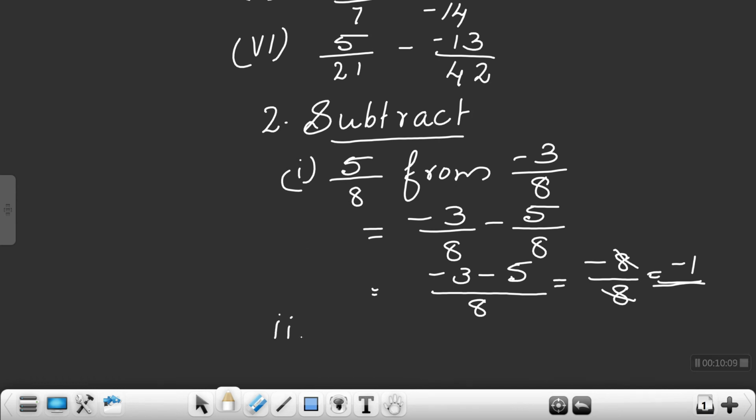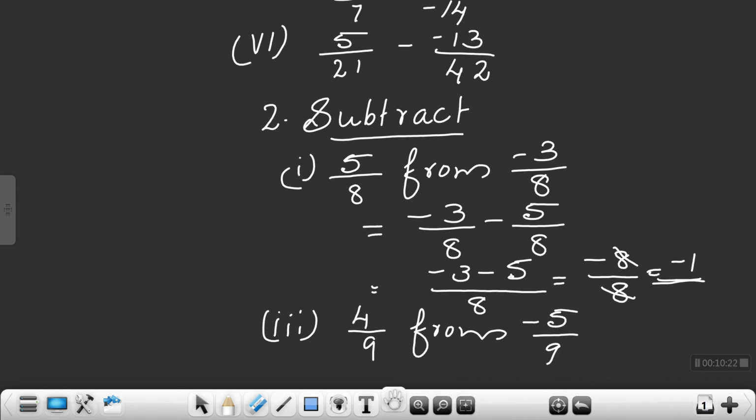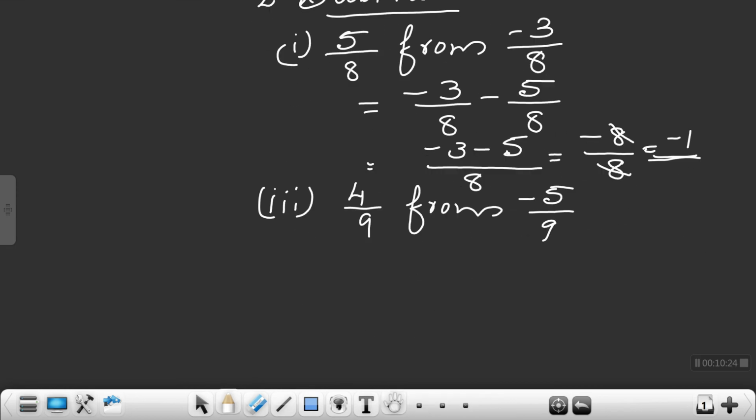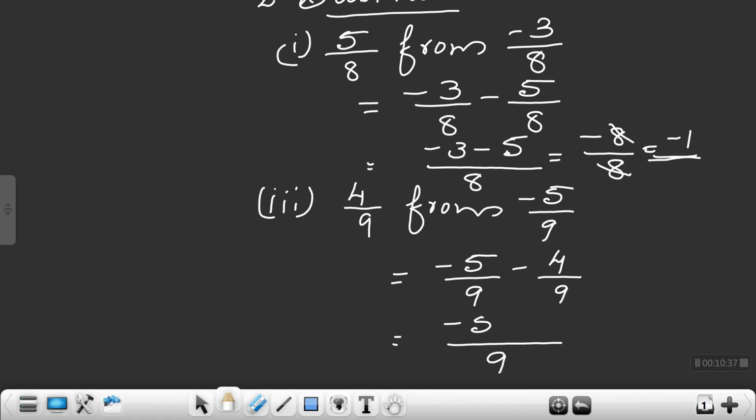Question number 3. 4 by 9 from negative 5 by 9. First we write the meaning: negative 5 by 9 minus 4 by 9. Again, same denominators, write the common denominator. Negative 5 minus 4 in the numerator, negative 9, so negative 9 by 9. Again we will get the answer as negative 1.